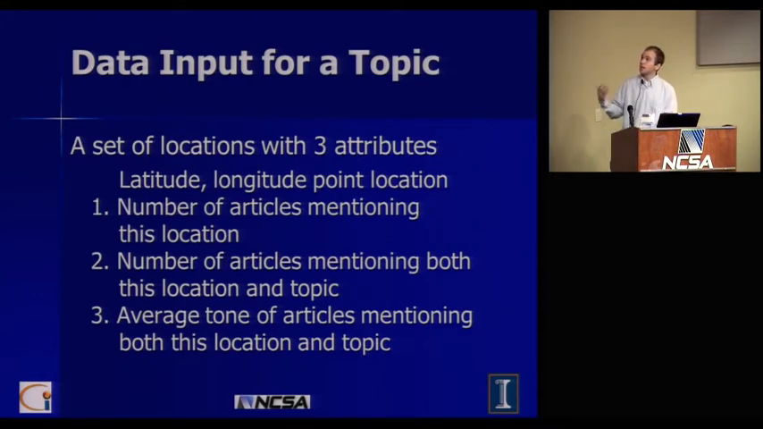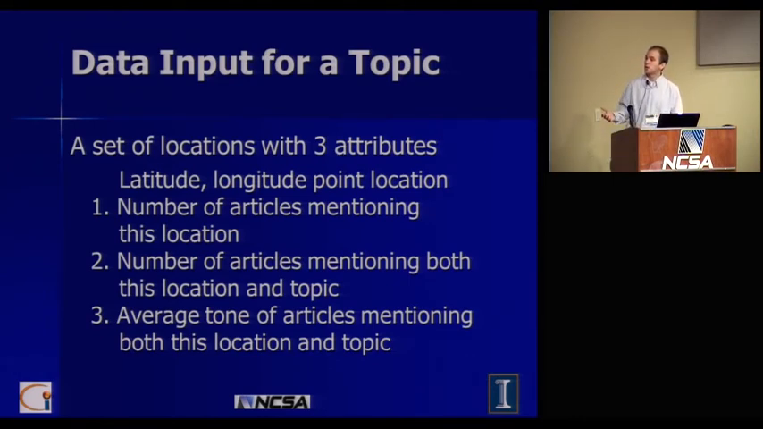So the actual data input that we see for this method from the sentiment mining and full text geocoding is a set of latitude, longitude point locations and 3 attributes. The first attribute is the number of articles mentioning this location. So each time London is mentioned, let's say, this count goes up by 1.